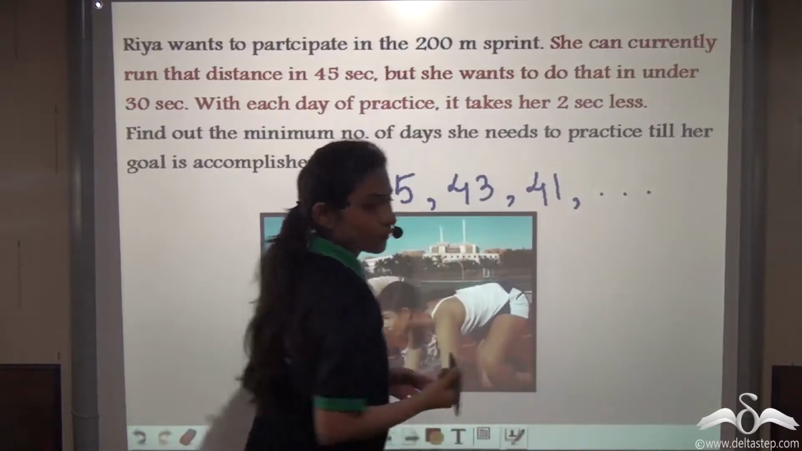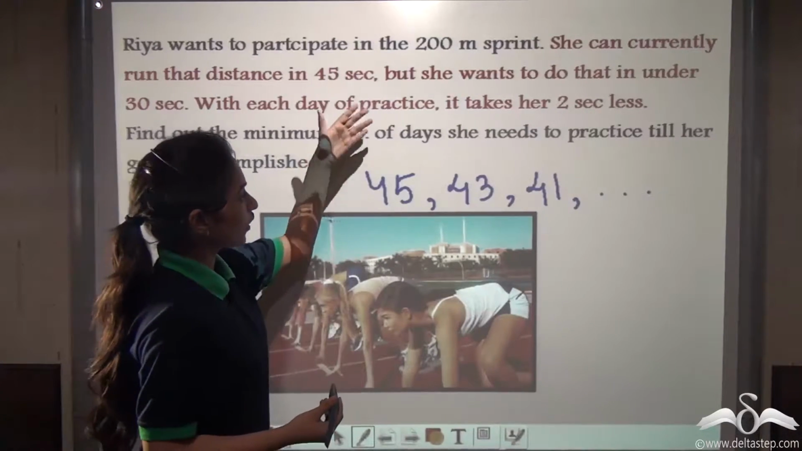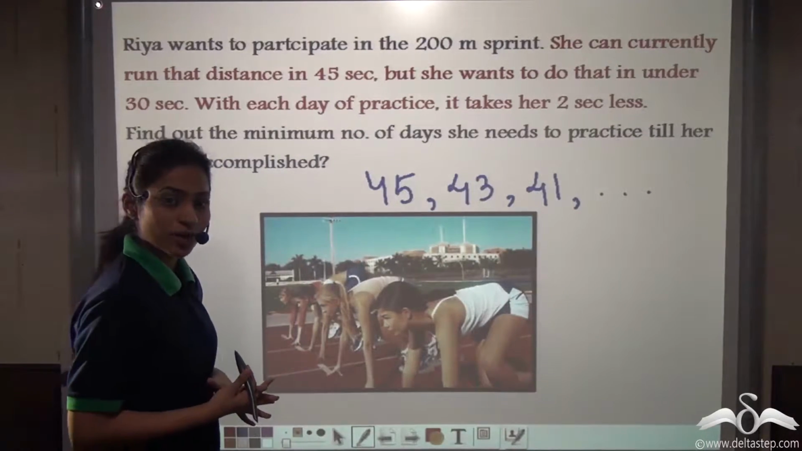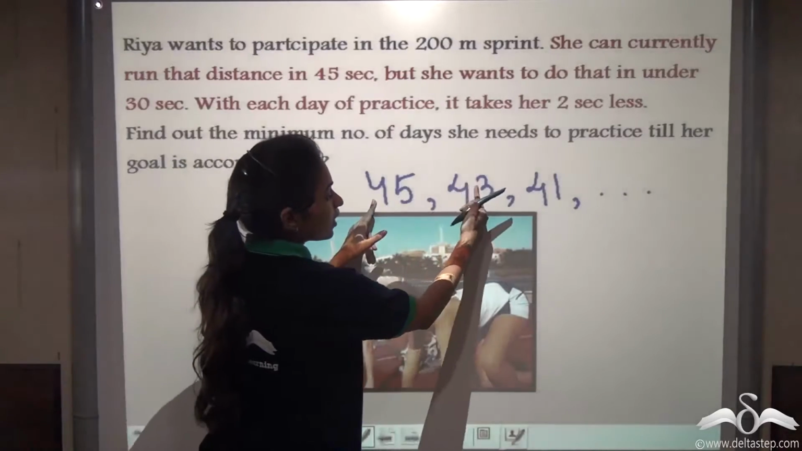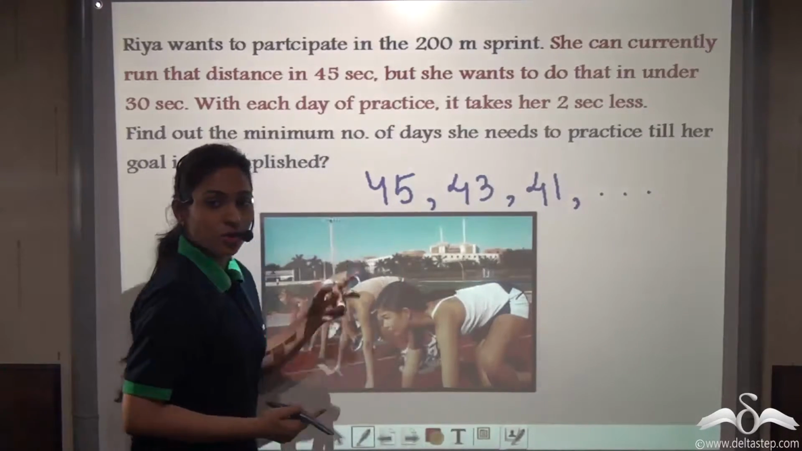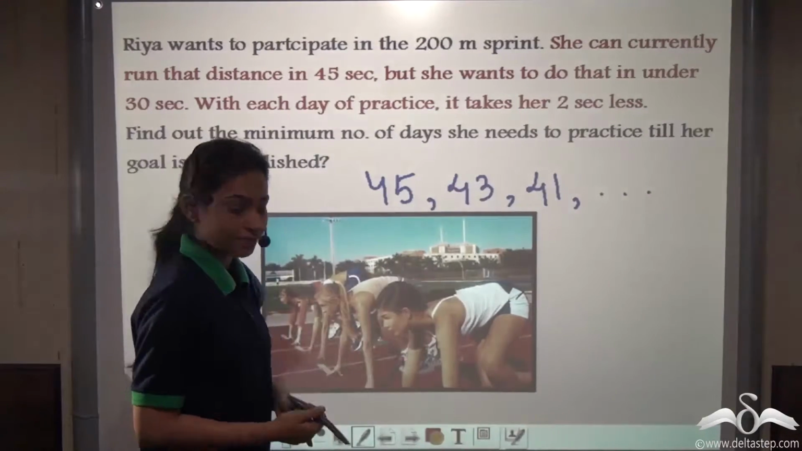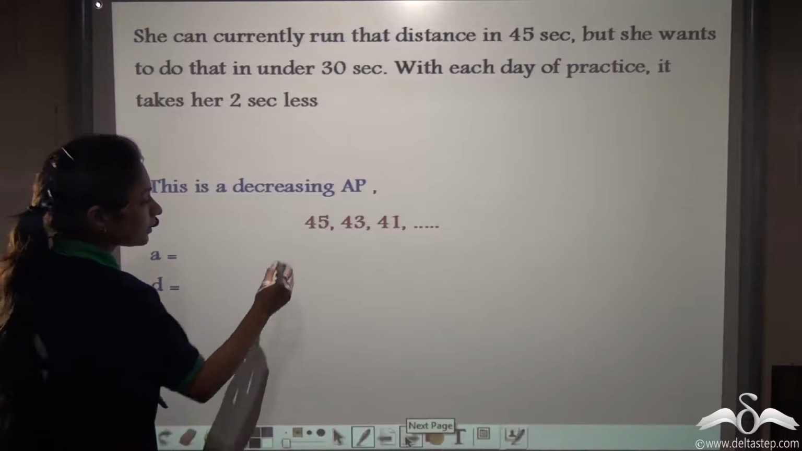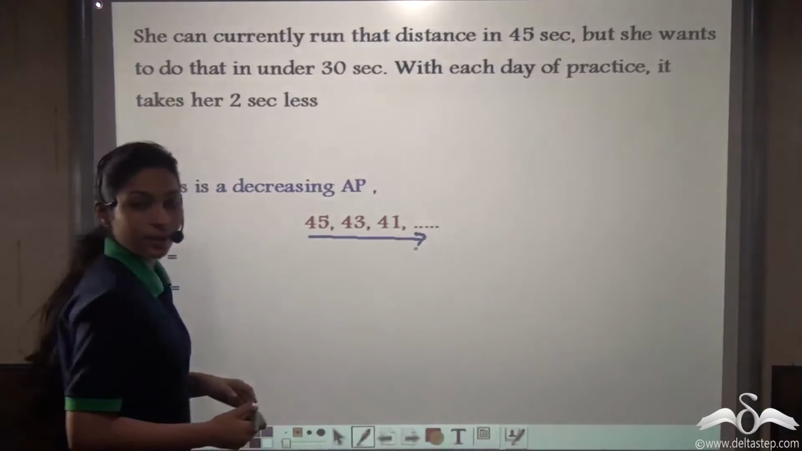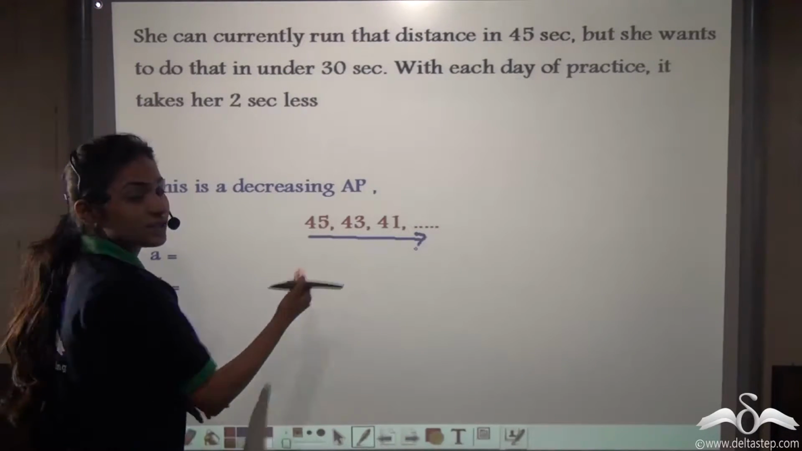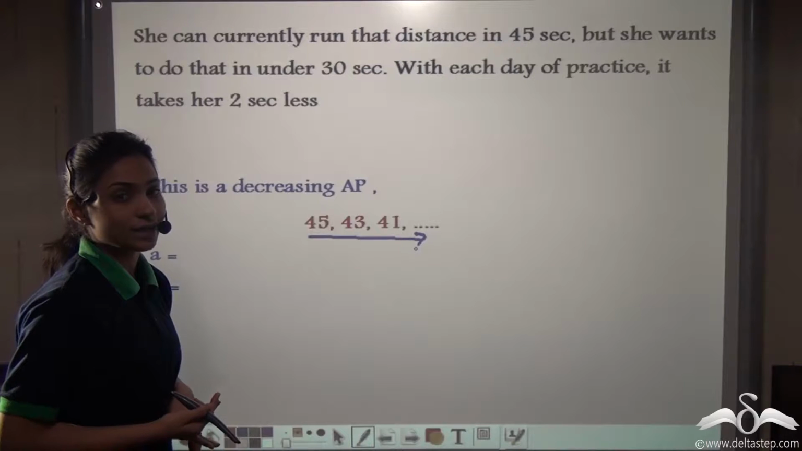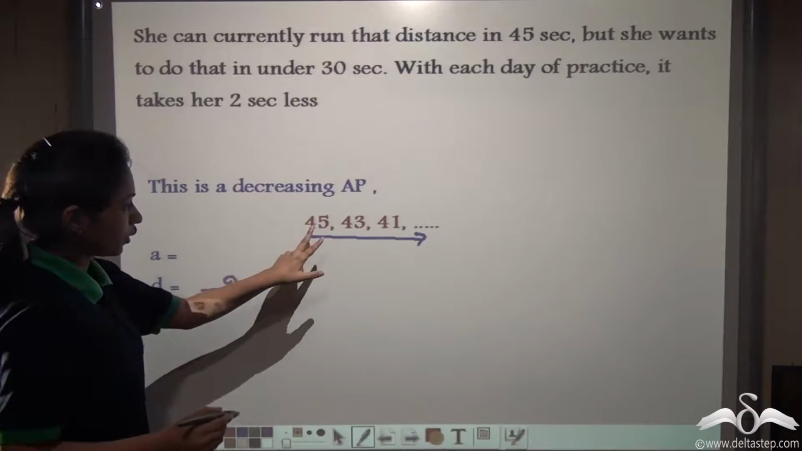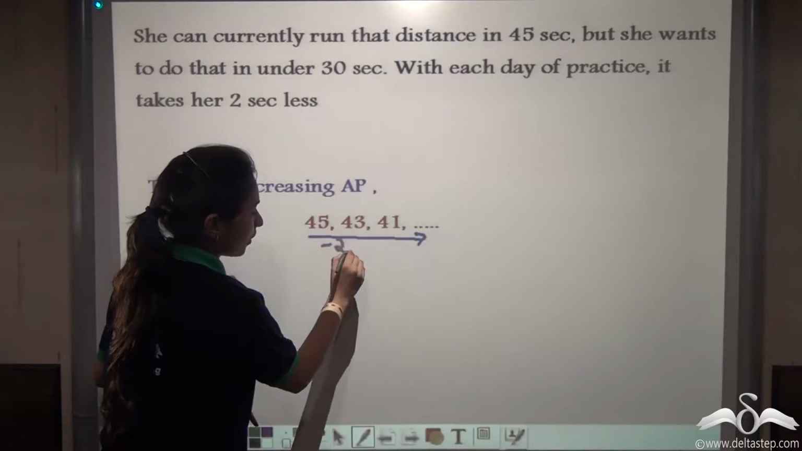And so on. So you can see that her practice timings are actually making an AP series, arithmetic progression, where the common difference between two consecutive terms is constant. It is 2 seconds less. So you can say that this is a decreasing AP. Why? Because the common difference here is what? Positive or negative? It is minus 2, because 45 minus 2 gives you 43.